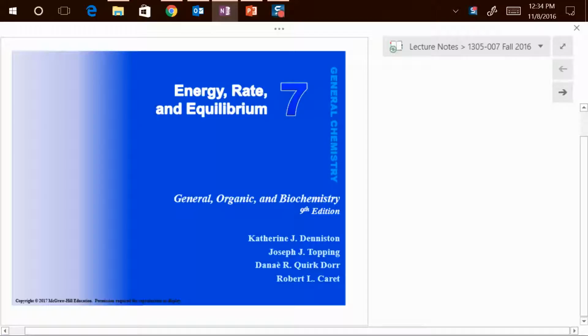All right, so in Chapter 7, we're going to be discussing how energy is associated with chemical reactions and how we can measure that energy, how fast these chemical reactions could go based on the energy, and then also what equilibrium is. So there's kind of three major concepts in there. The main one we're going to focus on in Chapter 7 is energy. Rate and equilibrium, we're just going to hit a few concepts of it, and that's it.